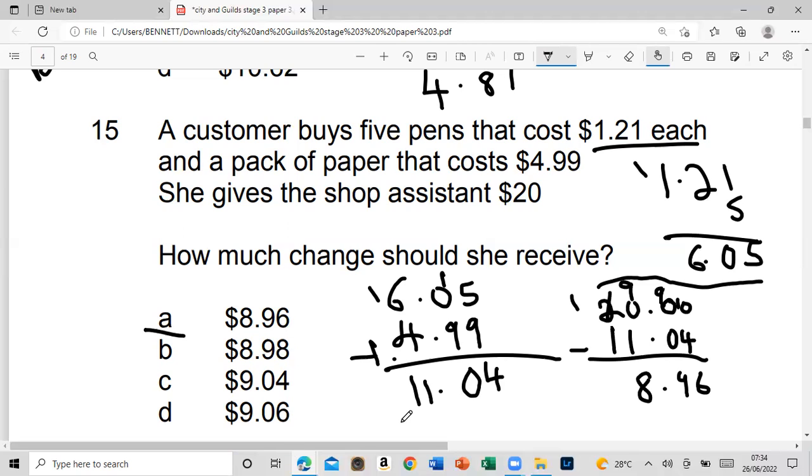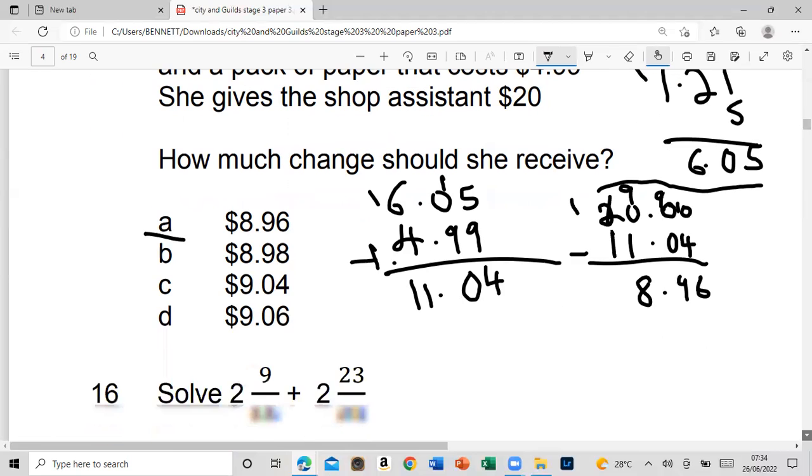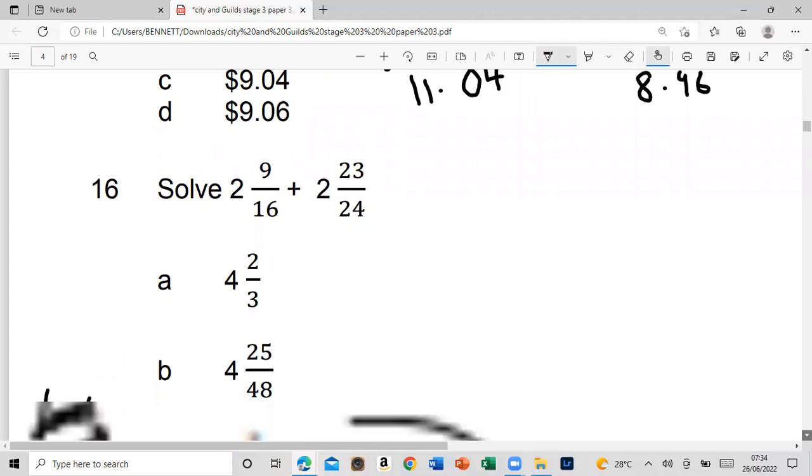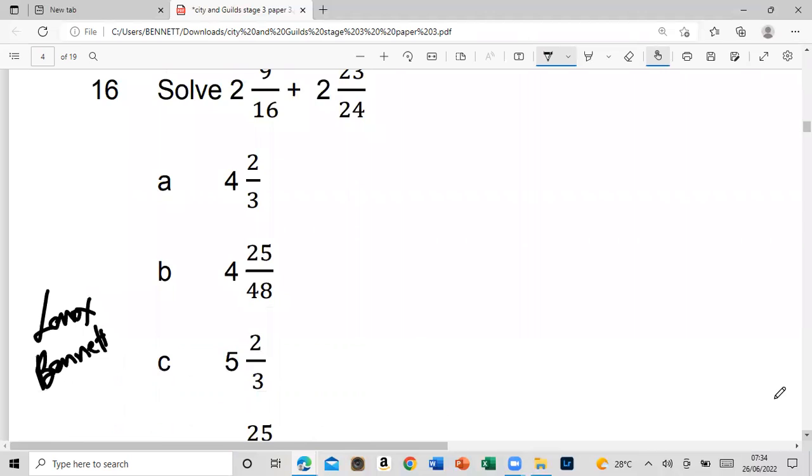What you could have done is add each one of these numbers and see which one of them gets to it. I know some persons have problems doing the decimal aspect of it, so I always try to cater for everyone.